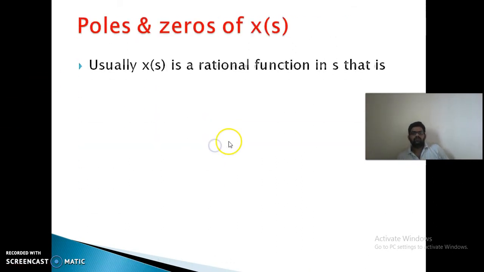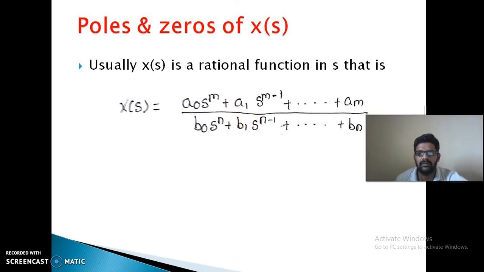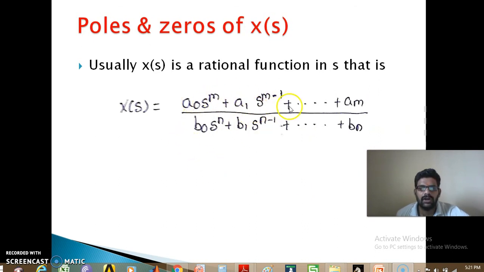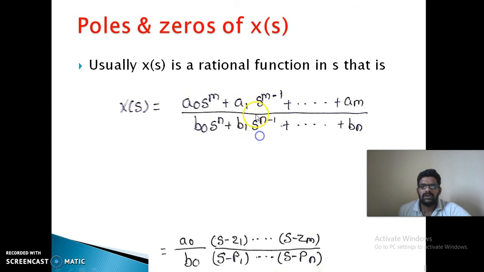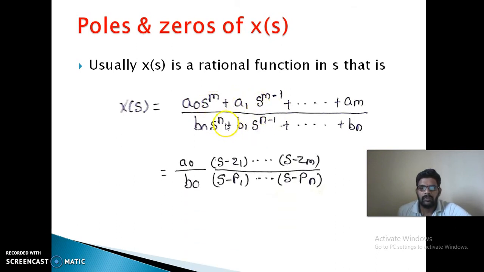Now, poles and zeros. Any Laplace transform function can be represented in this form: X(s) is equal to numerator by denominator. Numerator is a function of s and denominator is a function of s. The numerator is a polynomial of order m, the denominator is a polynomial of order n. Since we have polynomials, definitely we have roots. So numerator and denominator can be represented in root form like this: (s minus z1) into (s minus z2) into (s minus z3) and so on. We have m roots because m is the order, and similarly here n is the order, so we have n roots.